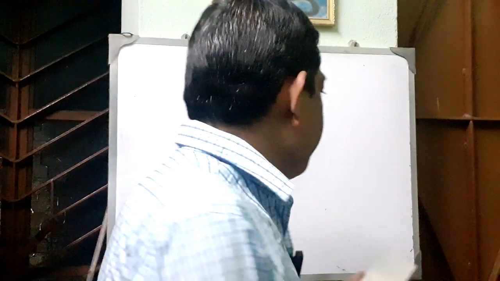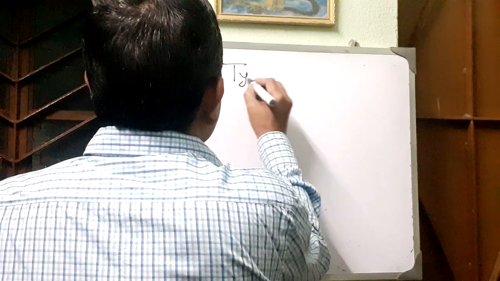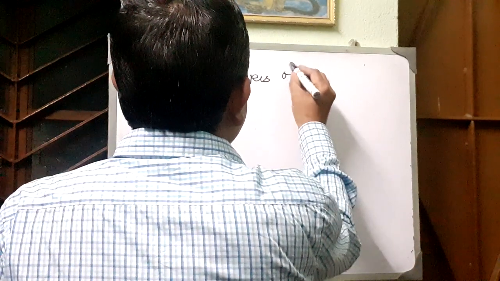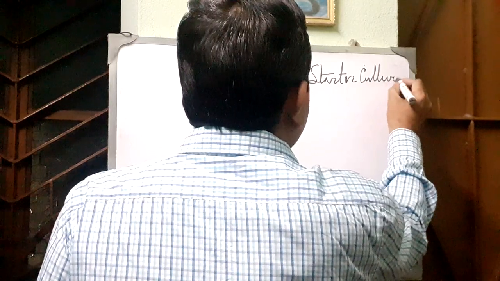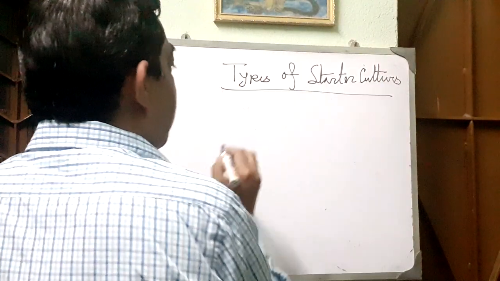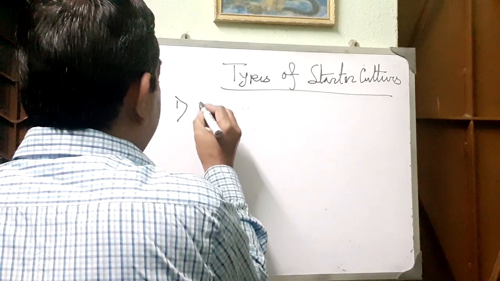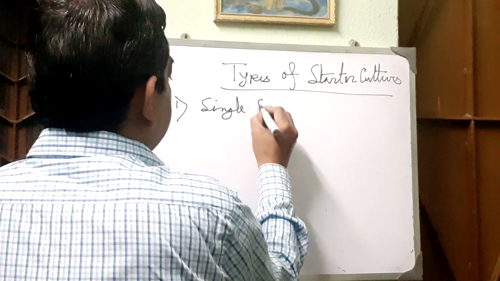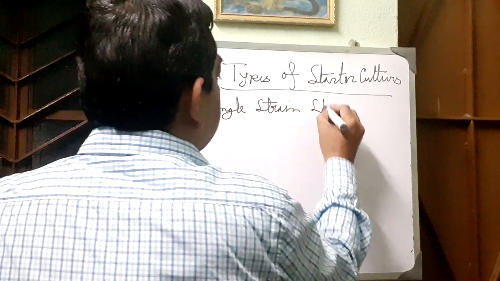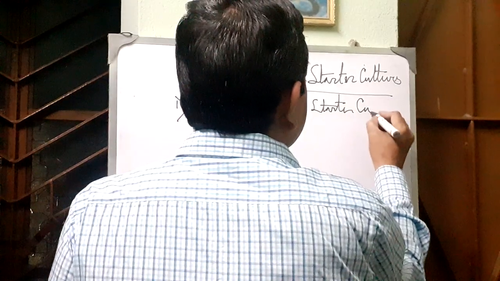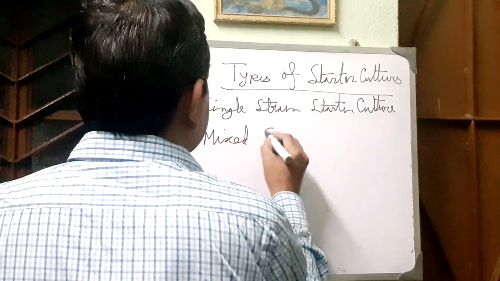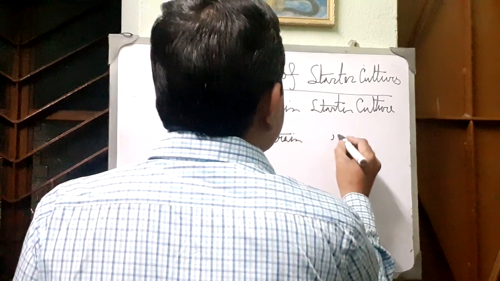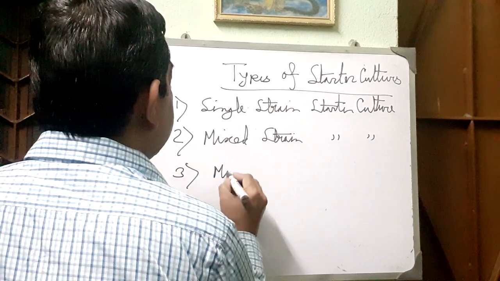Different types of starter cultures are generally present, depending upon the composition of the starter culture. We know that it may be bacteria, yeast or mold. So the different types of starter cultures, depending on the composition, are: number one, single strain starter culture; number two, mixed strain starter culture; and third, multiple strain starter culture.